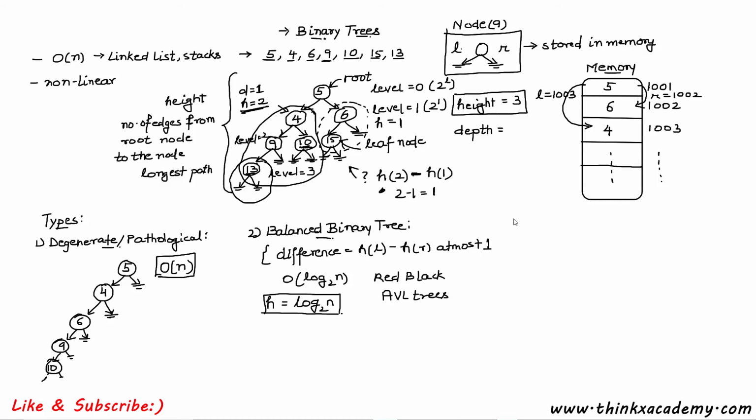Now let's understand the third and very important part, which is a perfect binary tree. A perfect binary tree has 0 or 2 children in all the nodes.